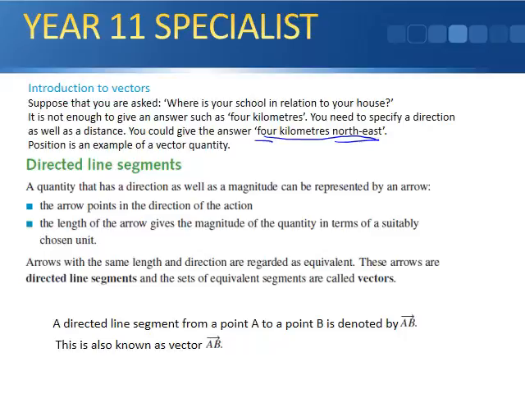Directed line segments: a quantity that has direction as well as a magnitude. We can use an arrow to represent it, just like this. So this is vector A to B. It's also a directed line segment from point A to point B, but we are going to talk about that as vectors. So it has an arrow and a length.